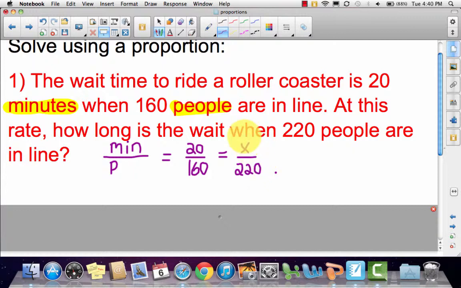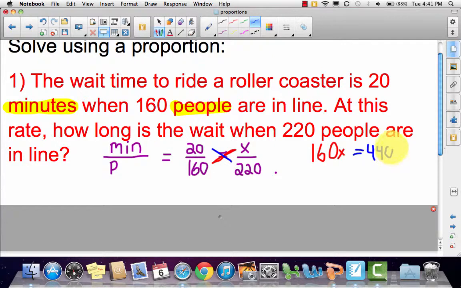We're going to solve it the same way that we solved the previous ones. So again, I'm going to start off cross multiplying x by the number that's diagonally across from x. 160 times x gives me 160x. And then we'll cross multiply the other way. So I'm going to do 220 times 20, and that leaves me with 4,400. So 160x is equal to 4,400.